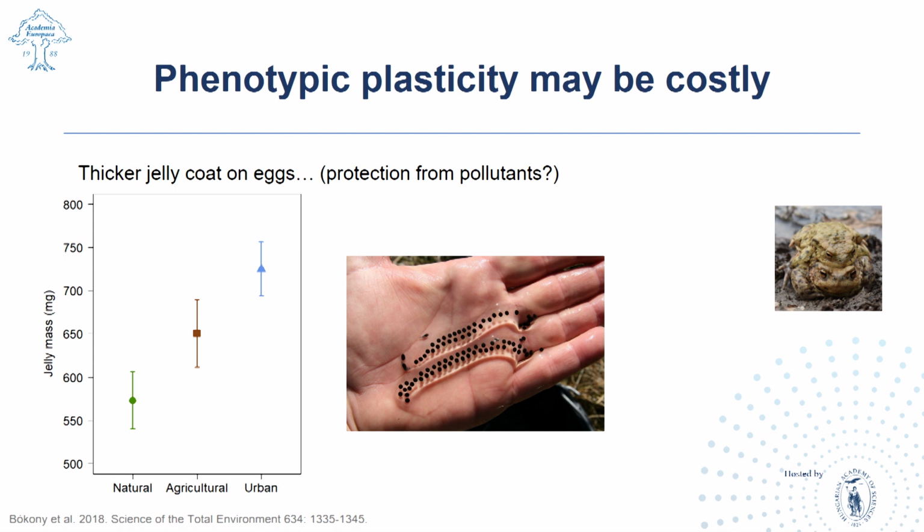In toads, we found that the females captured from the agricultural and the urban habitats produced more jelly around their eggs. This is a protective layer which is supposed to protect the eggs from a lot of outside disturbances, and it may also protect them from pollutants.